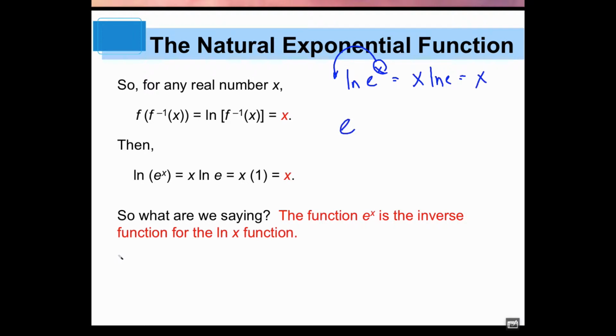Then you have e raised to the natural log of x. That's just a property that you need to know. e to the natural log of anything is that anything. And that's how I solved each of those. They both equal x, and therefore they are in fact inverses of each other. But we knew that already because we looked at the graph.